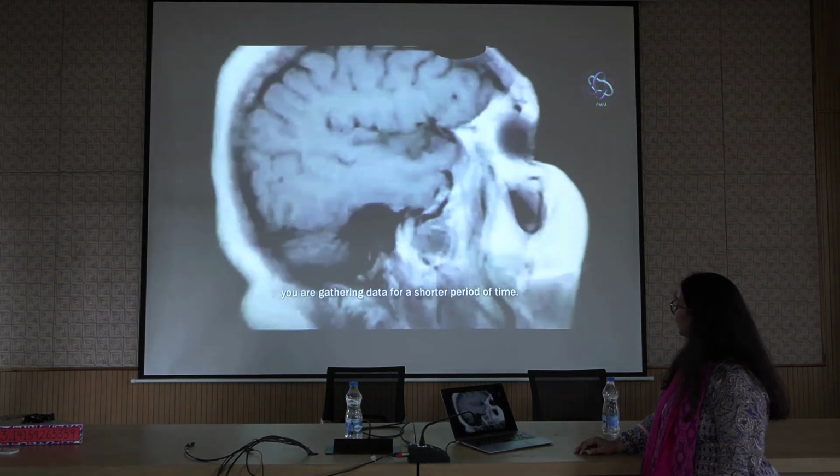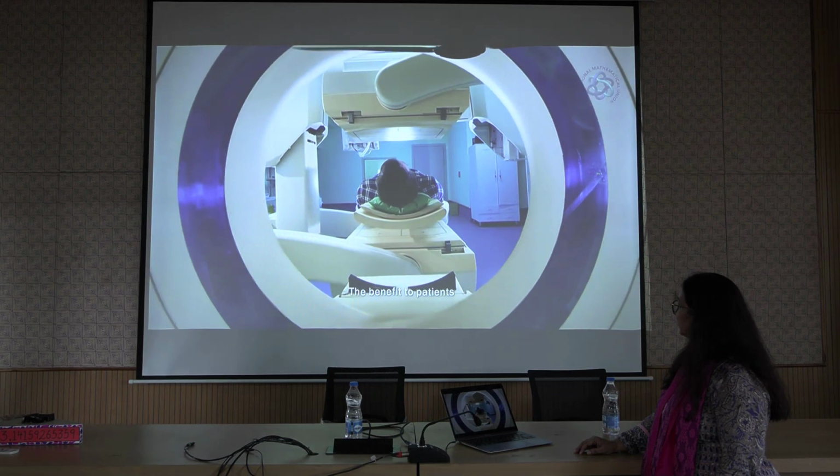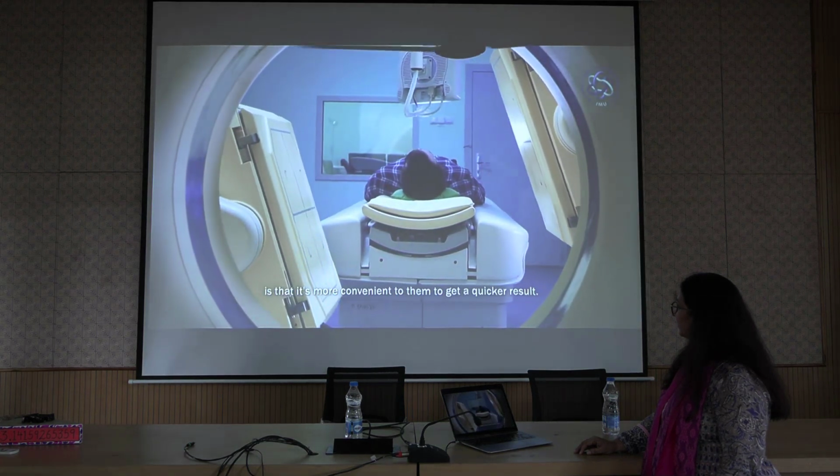Gathering the data for a shorter period of time. Benefit to patients and work.